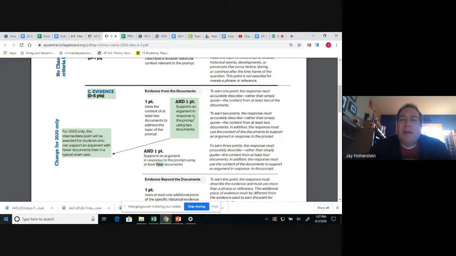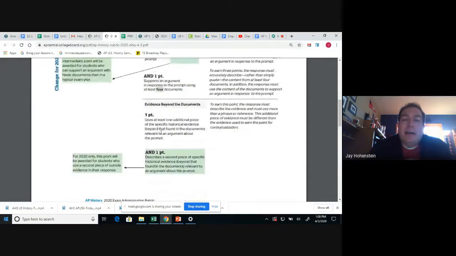They're now putting in a middle point where if you're able to use 2 of the documents in this way, perhaps you don't use the 4 that were required or all but 1, but you use 2 of them really well to support your essay, you can earn this point. This is kind of an emerging point for this year only, and this was the skill that we were working on previously when we were playing around with DBQs.